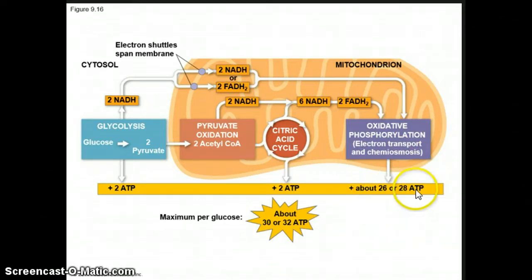So we end up with about 26 to 28 ATPs. They give a range because they don't know specifically what causes there to be a difference, but there is a difference, and it varies from cell to cell. But we have this as our general figure, 26 to 28 ATP being generated by oxidative phosphorylation and chemiosmosis here. Through substrate level phosphorylation, we have 2 ATPs being made by glycolysis and then 2 coming out of the citric acid cycle. So these 4 and these 26 to 28 are how we end up with a total of 30 to 32 ATPs per glucose molecule.